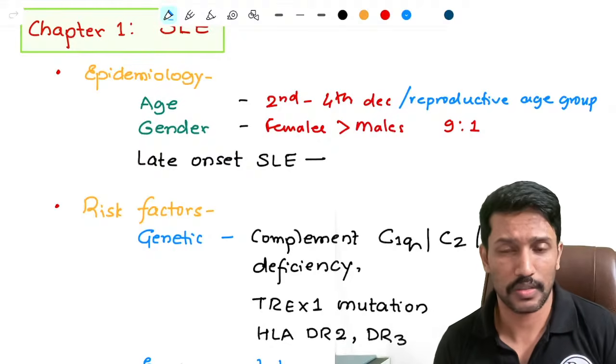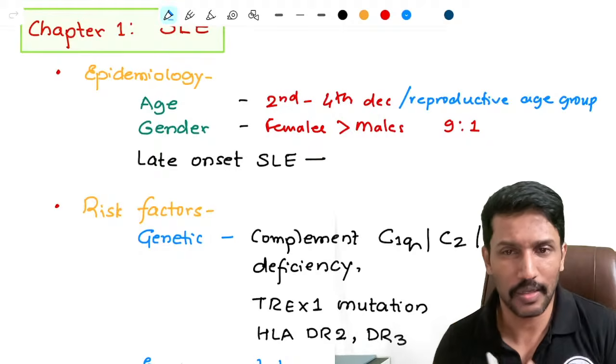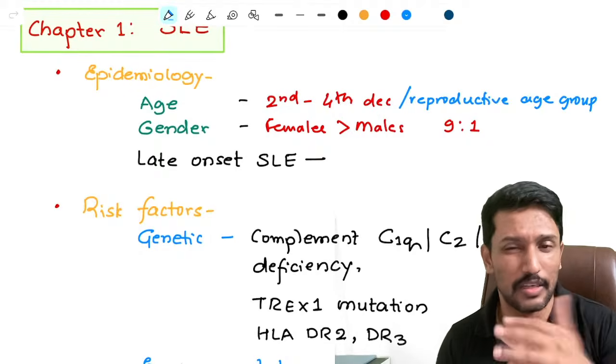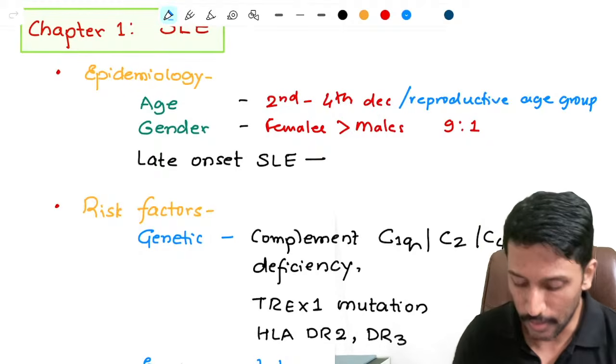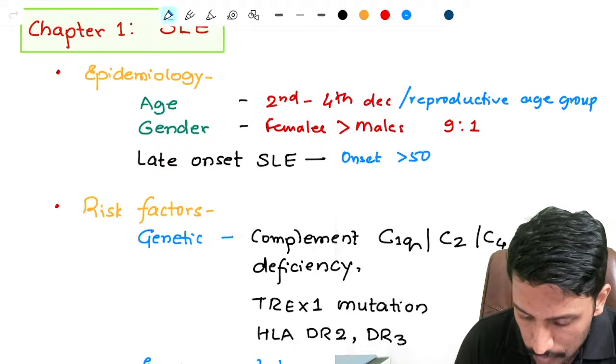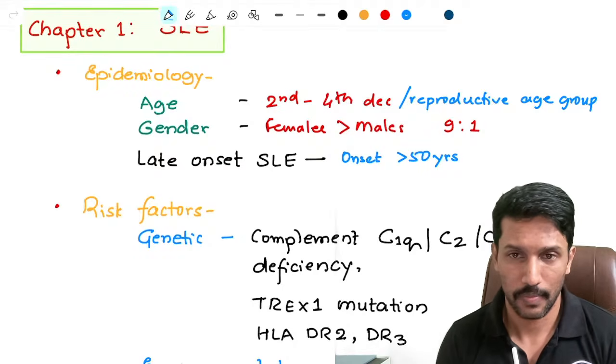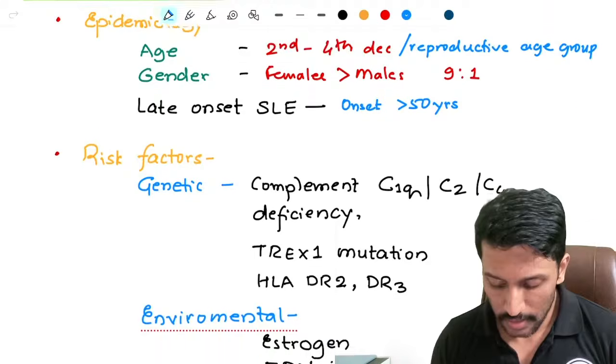Now in the Viva OSCE, sometimes teachers might ask you, when do you consider it as late onset? The typical SLE begins between second to fourth decade. When do you call it as late onset? So if the onset of SLE is after 50 years, then we call it as late onset SLE. Okay. Now what are the risk factors?